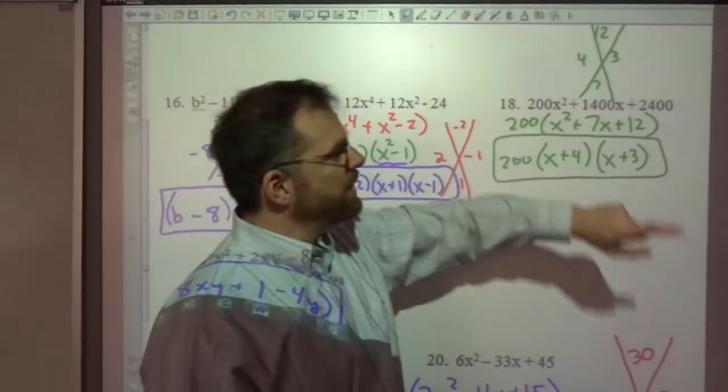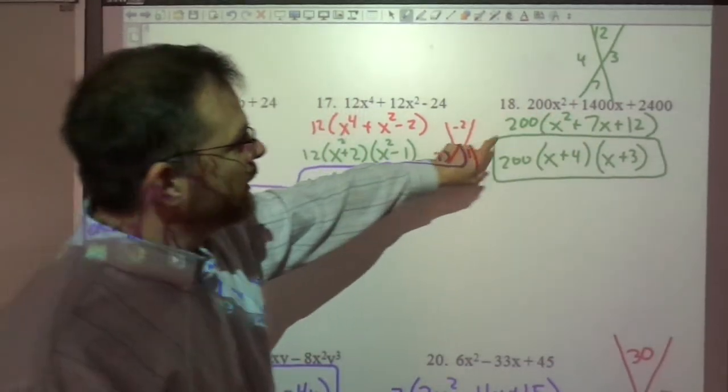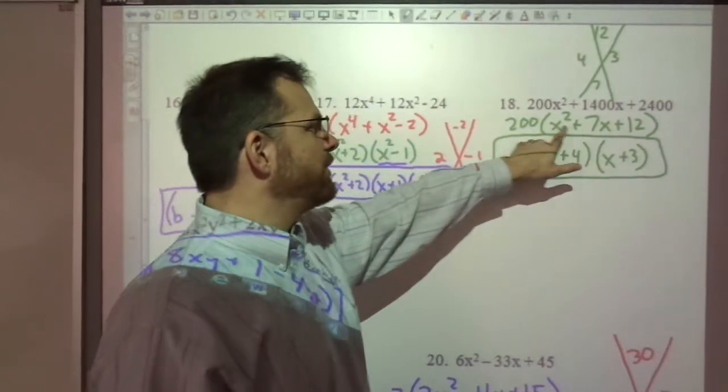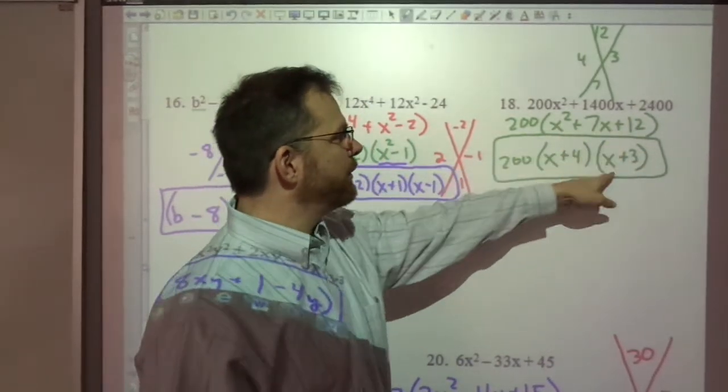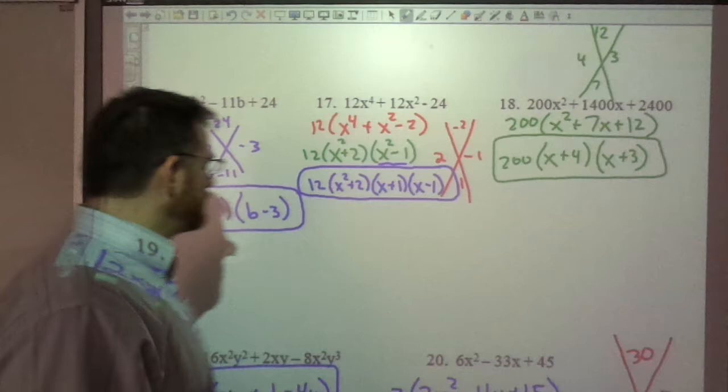Here the 200 is the greatest common factor. So we have this. This is my trinomial. Things that multiply to be 12, add up to be 7, or 4 and 3. It's a shortcut type. We can go straight to the answer.